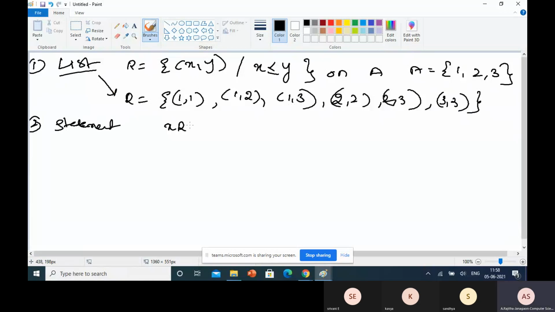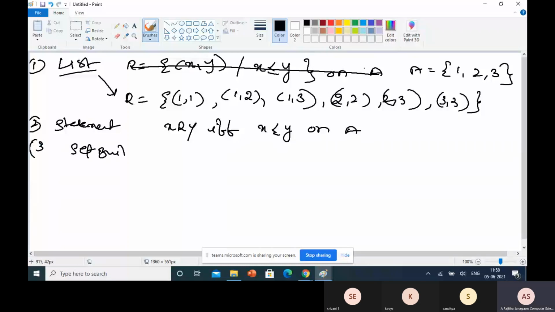x relates to y if and only if x is less than or equal to y on A. And the third one is the set builder form. Here the set builder form is R equal to {(x, y) : x less than or equal to y} on A. So this is the set builder form.